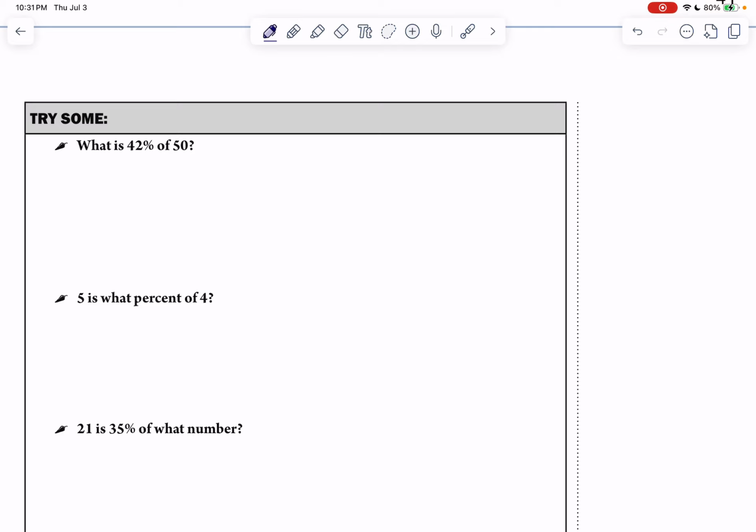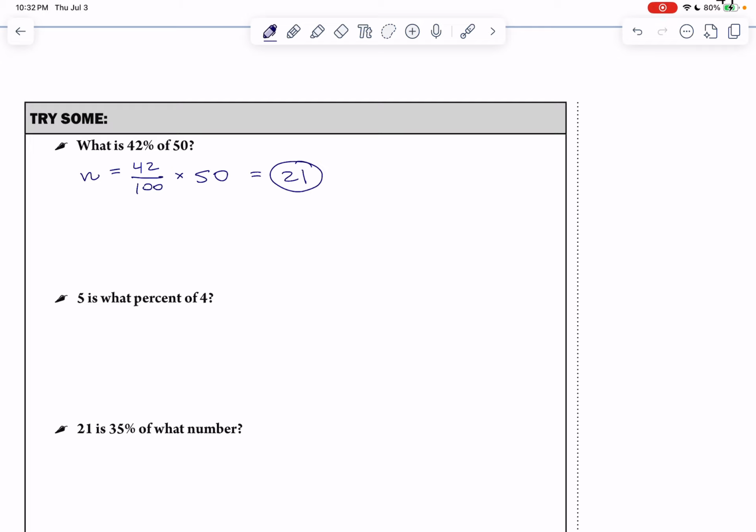So if I see the word what, I'm going to make a variable. Is an equal sign. 42 is just 42, but percent means divide by 100. Of is multiply. Multiply by what? 50. This is something I can punch into my calculator, and I will get 21.